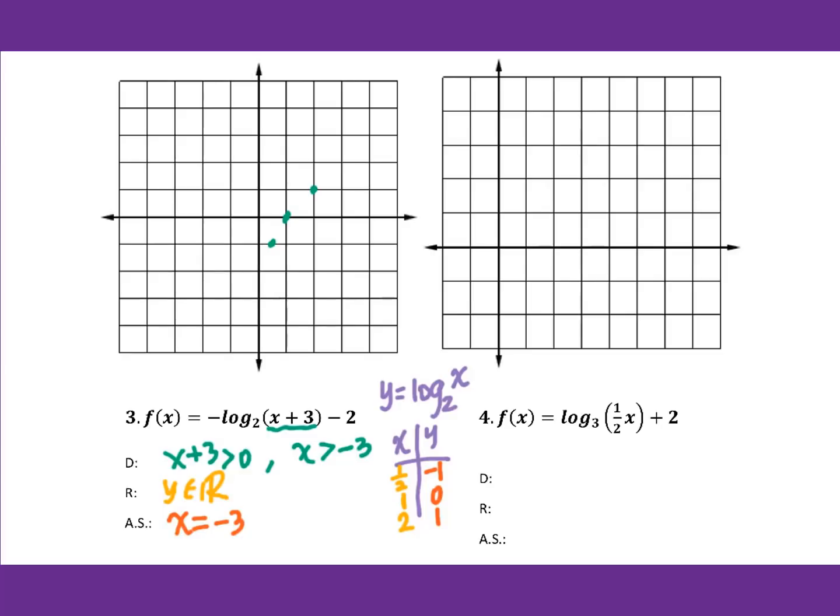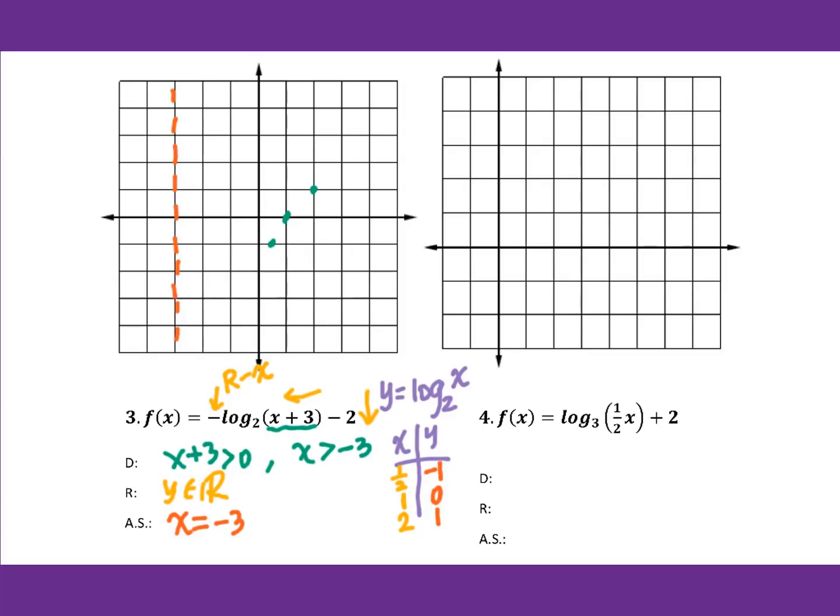We will draw that asymptote line. X equals -3. It's here. Then we got to do transformation. Negative sign, that means reflect across x-axis. For +3 means move to the left 3 units. -2 means go down 2 units.